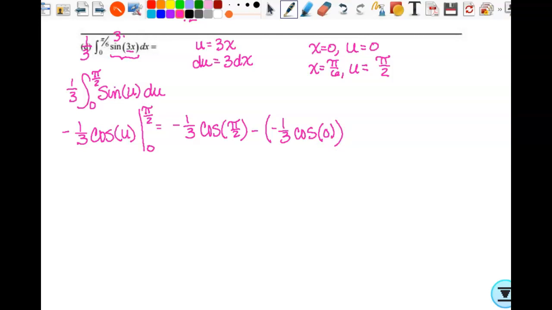What is the cosine of pi halves? 0. Did you say 2? Oh, okay, I thought you said 2. I was like, 2? Get out of my room. Where'd you get 2 from? It's 0. Okay. So I get negative 1/3 times 0, which is 0. So I don't even need to write it. Then I have a negative negative, so that becomes a positive 1/3 times, what's the cosine of 0? 1. And that gives me 1/3.